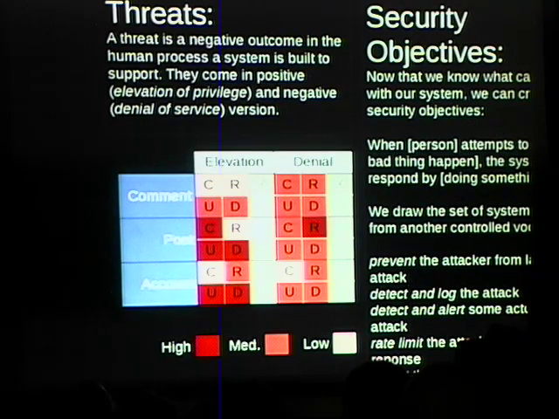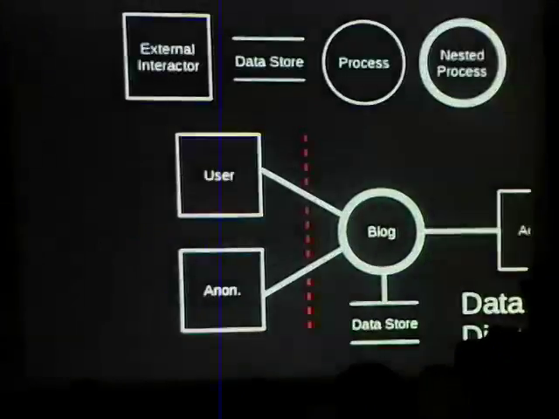And then you have three, detect and log, detect and alert, and rate limit, that are mostly about denial of service. Because a lot of the time, if it's a denial of service attack, you can't necessarily do that much. You just have to tolerate it or alert a human who can then try and reconfigure the system. So from this set of things, we can get a set of security objectives for just about any system.